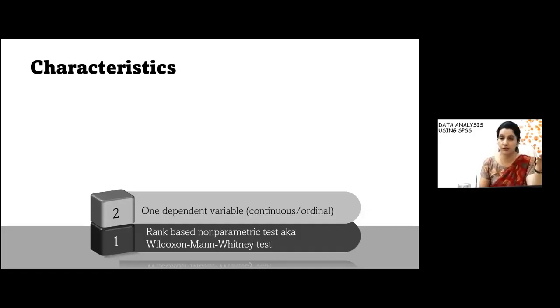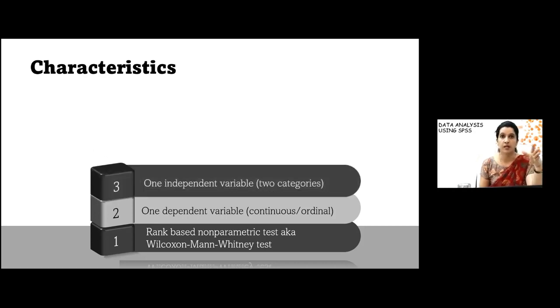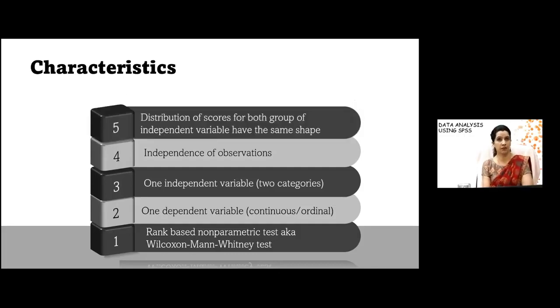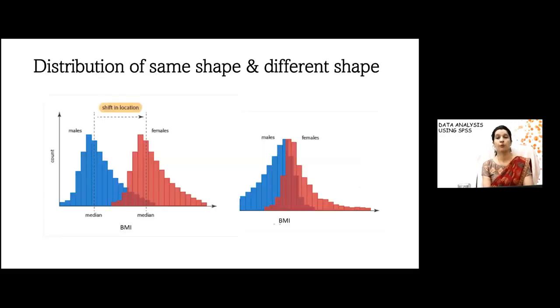There is a rule that any ordinal variable with more than 7 categories can be treated as continuous. Then again, one independent variable which will have 2 categories. There should be independence of observation, which we have seen, that one person should be counted in only one group. And the distribution of scores for both groups of the independent variable should have the same shape. Now, what do I mean by this? Here you can see there are 2 graphs. In the first graph, you can see the distribution of male and female.